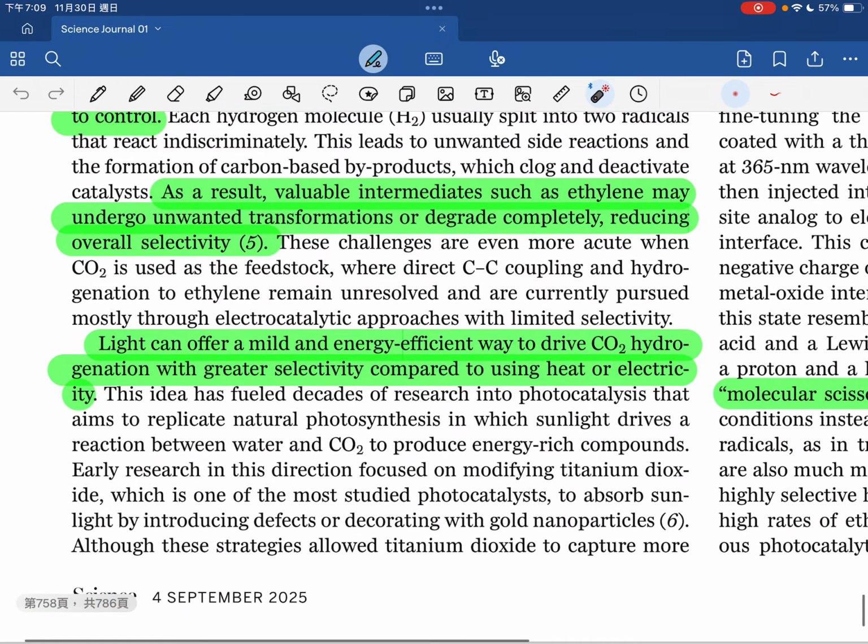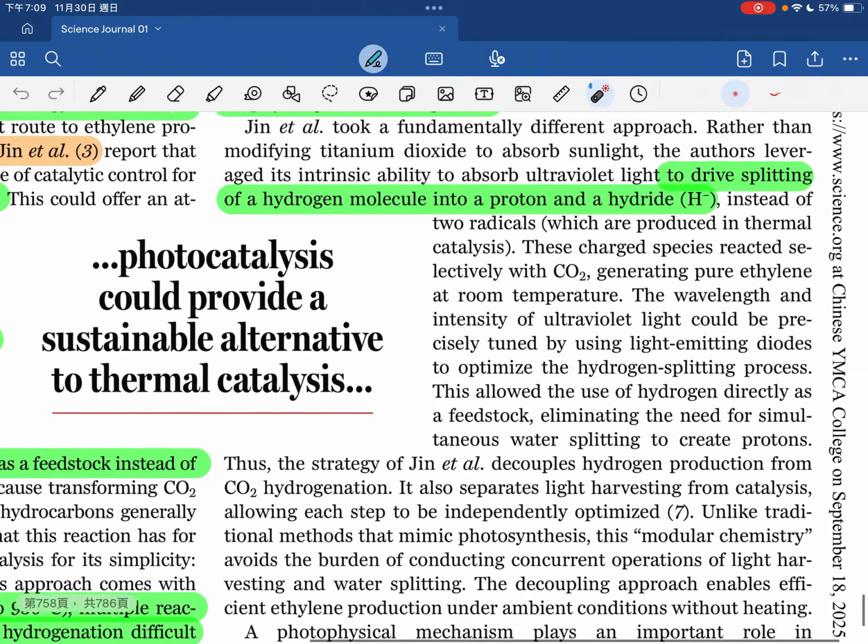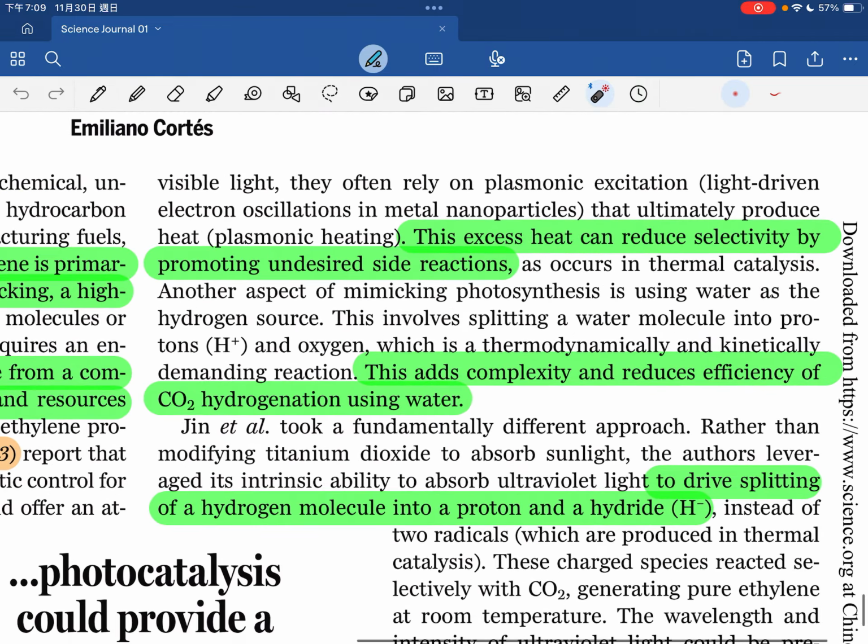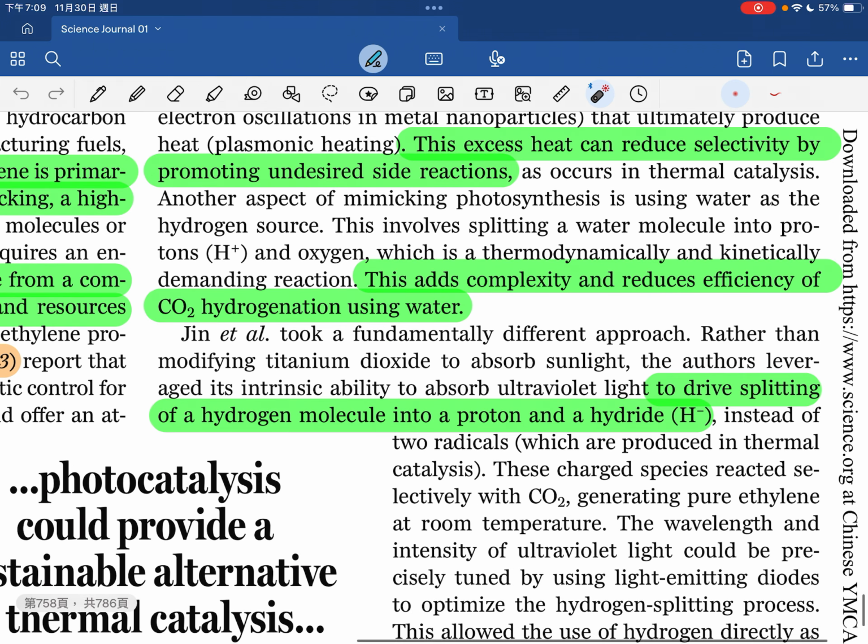Okay. And there is also a way out. Light offers a mild and energy efficient way to drive carbon dioxide hydrogenations with greater selectivities compared to using heat and electricity. So there is a way out, but of course we need to do a lot more in order to do the way out. Excess heat can reduce selectivities by promoting undesired side reactions. So this is the positive side of using the lights, okay? However, it also increases the complexity.